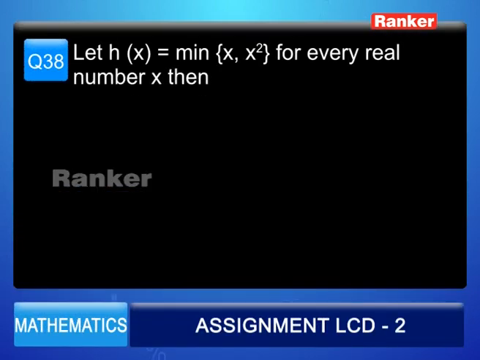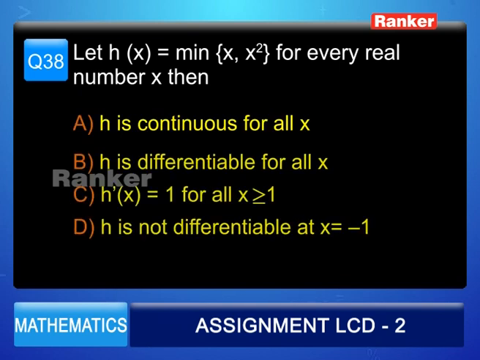Next question, let h of x be equal to the minimum of x and x square for every real number x. Then we need to check whether option A, h is continuous for all x, option B, h is differentiable for all x, option C, h dash x is 1 for all x greater than or equal to 1, and option D, h is not differentiable at x is equal to minus 1.